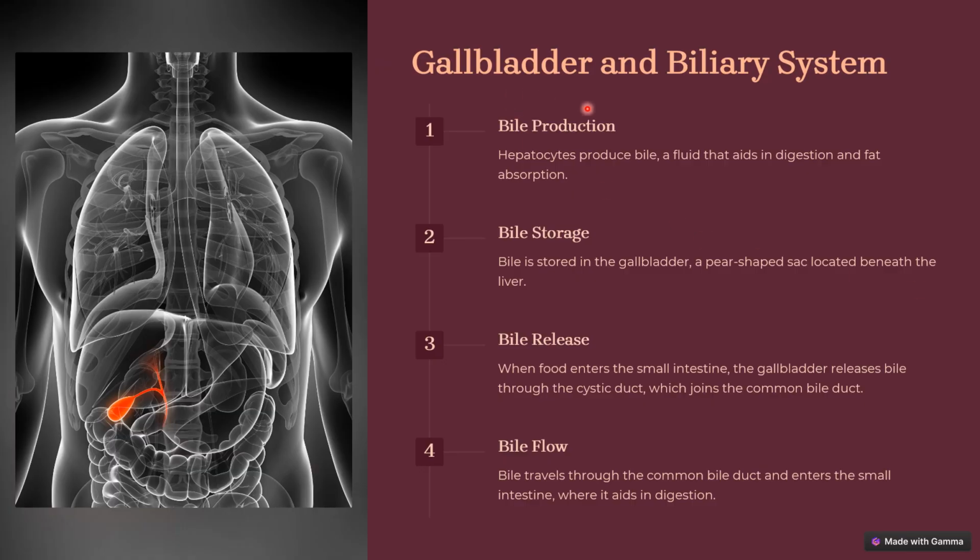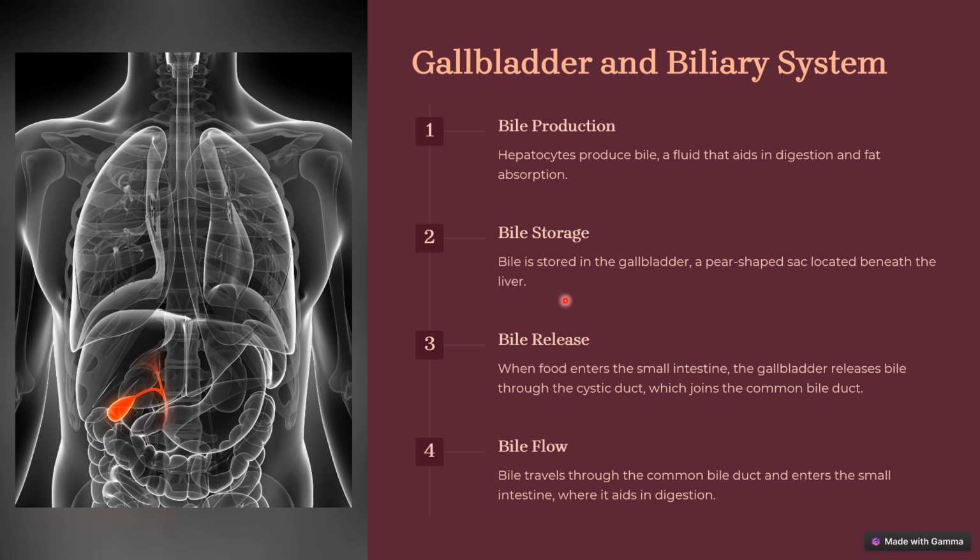Moving further to the gallbladder and biliary system. Bile production: hepatocytes produce bile, a fluid that aids in digestion and fat absorption. Hepatocyte is one of the cells which we have already covered in the previous slide.